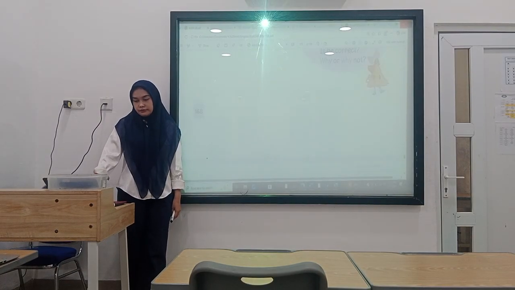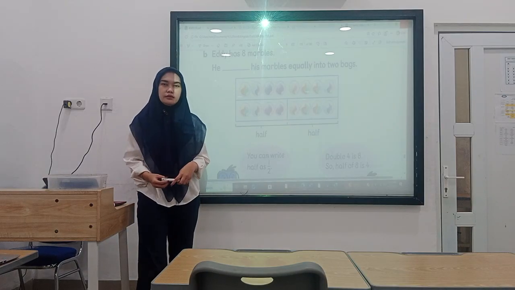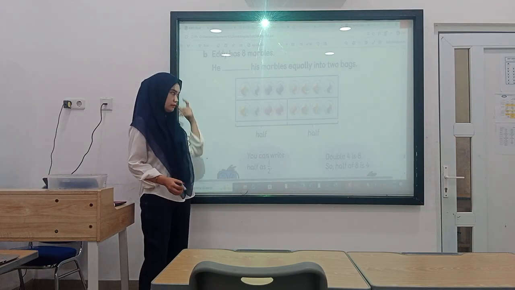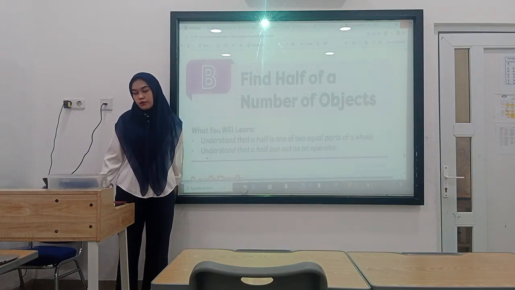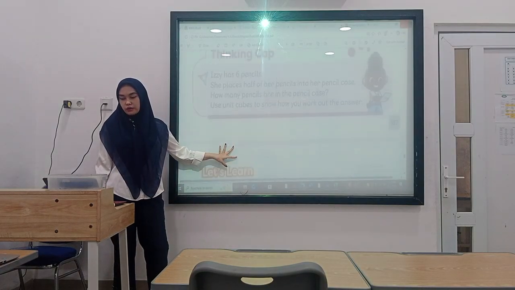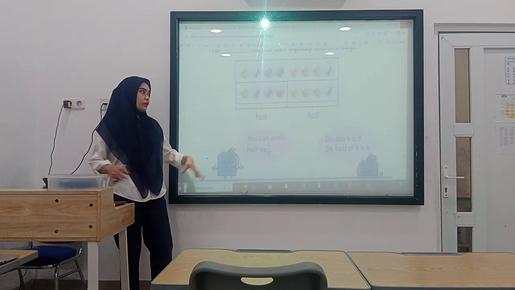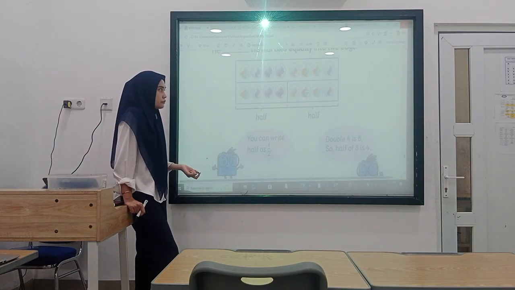Okay, you have explained about the shape, Miss. Because next week we also learn about splitting numbers, please explain about number 2. Okay, because next week we also find half of a number of objects. So we will talk about objects and the number, or the amount, of the objects.